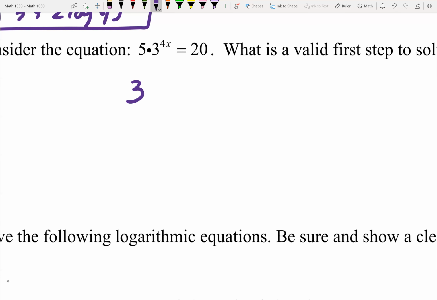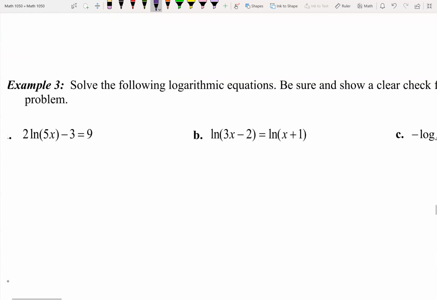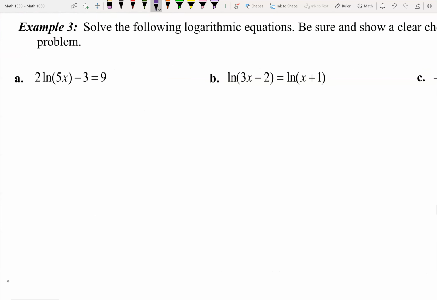So the answer is 3 to the 4x is equal to 4. We could only hope that that would be on your final, right? Everyone would get it right. Okay. All right. Now we're going to do the same thing that we did before.